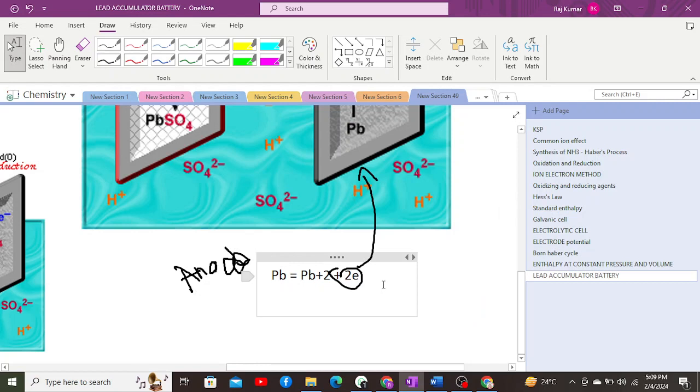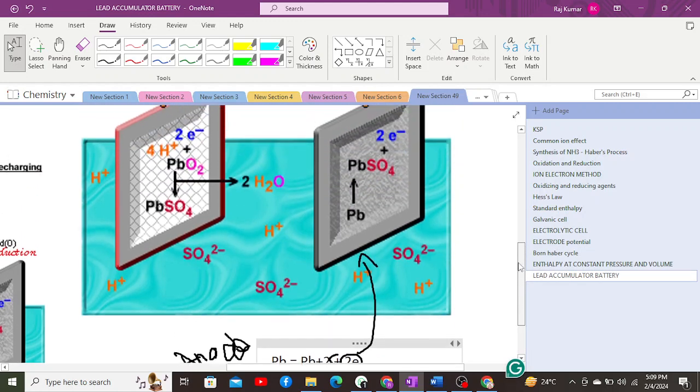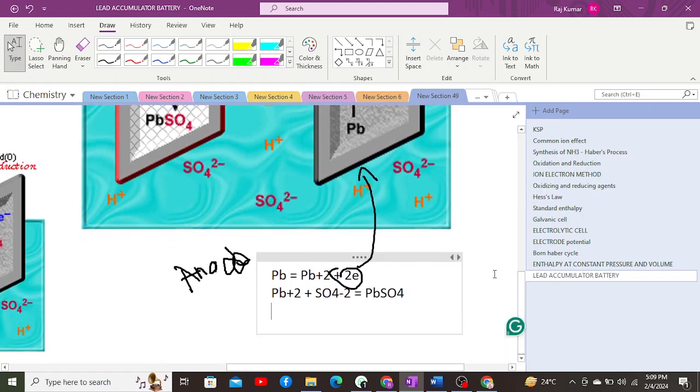On the other hand, lead which is now in the form of ion will react with the sulfate ion dissociated within the solution, such that the sulfate ion and lead when reacted together will form lead sulfate. Lead sulfate is formed over here.